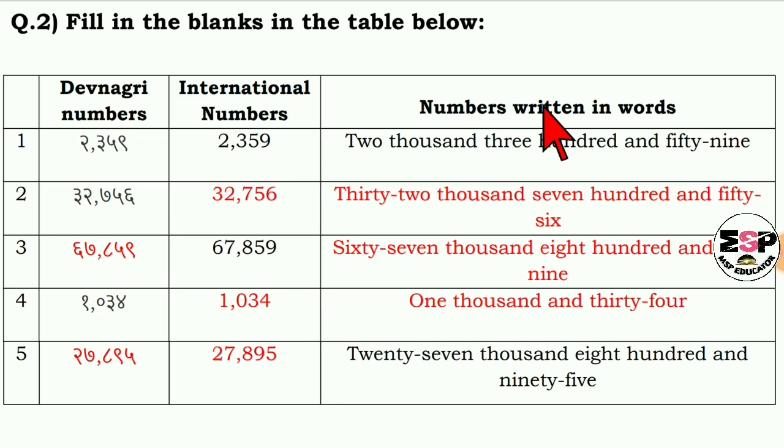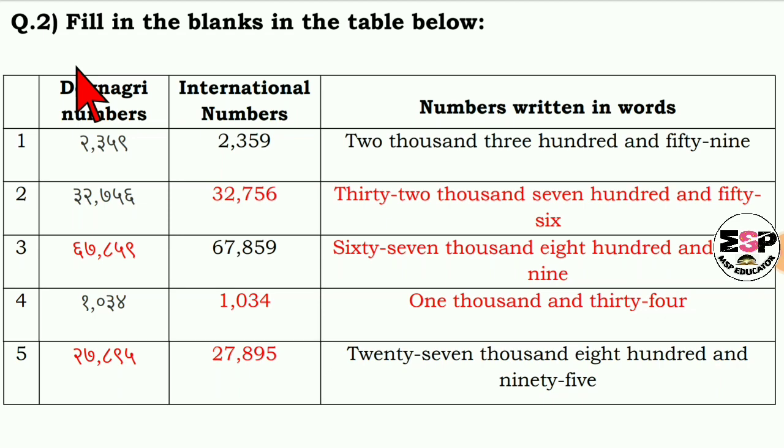International numbers are those numbers which are used worldwide, or we can say English numbers. Yes, and Devanagari numbers means what? These are the Marathi numbers. Now I will say the Marathi numbers. You listen carefully. English numbers everyone knows, international numbers everyone knows. Marathi numbers are 0, 1, 2, 3, 4, 5, 6, 7, 8, 9. By using these 10 digits, we are going to form the numbers.